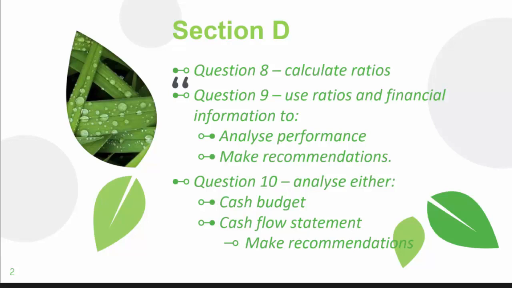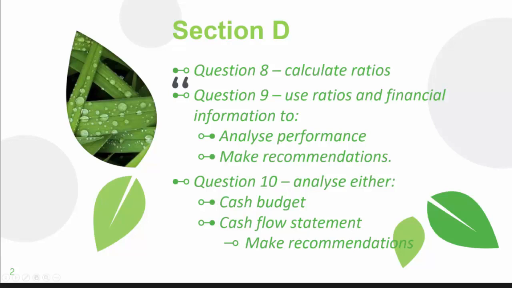Question 9 is use financial information and ratios in order to analyse that performance and make some recommendations. So that's the harder part of this criterion 4. And then in question 10, you have to analyse either cash budget or cash flow statement and make some recommendations.